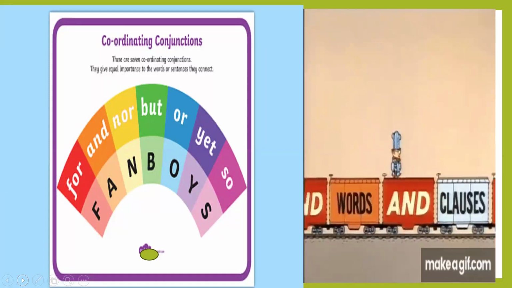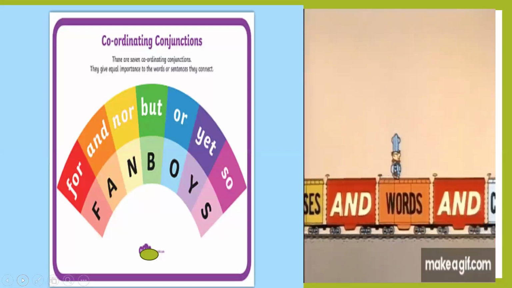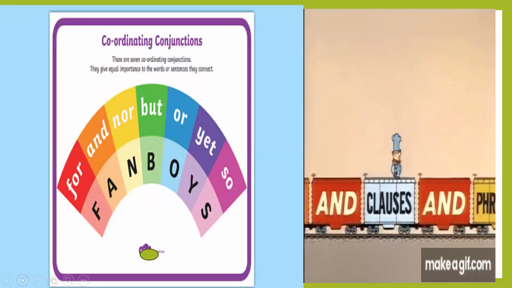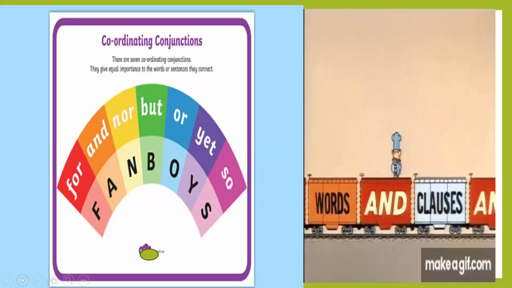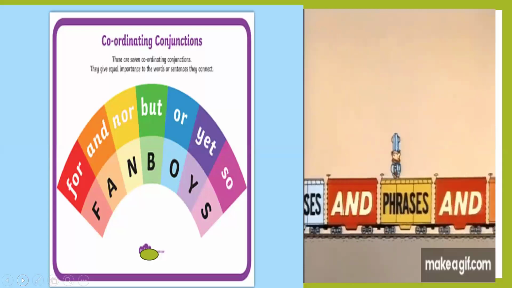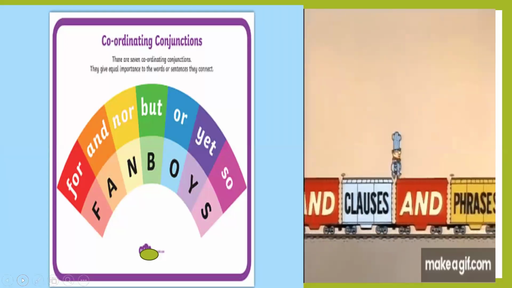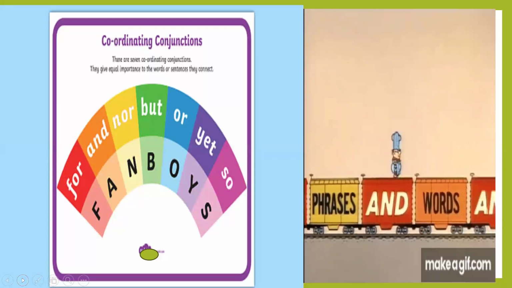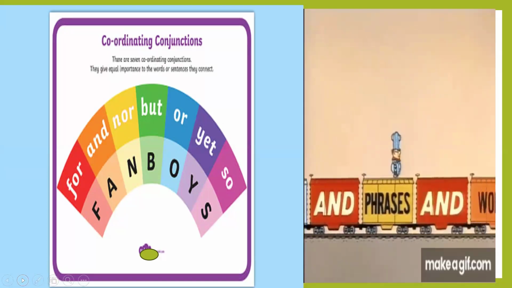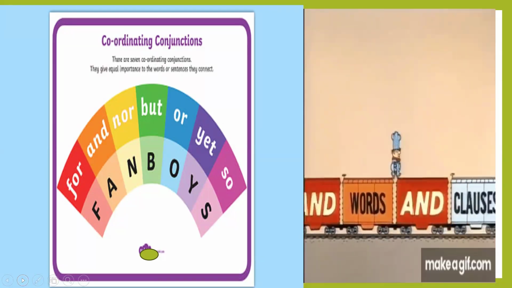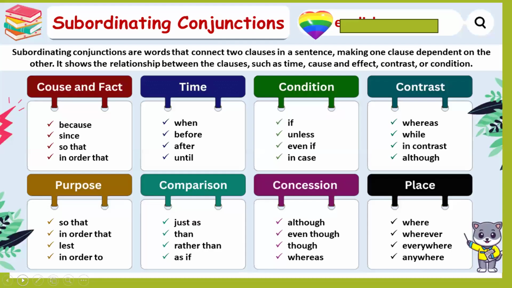Coordinative conjunctions. The first type we have to learn in this video is the coordinative conjunction. The mnemonic is FANBOYS. F for for, A for and, N for nor, B for but, O for or, Y for yet, S for so. Coordinative conjunctions give equal importance to the words or sentences they connect.